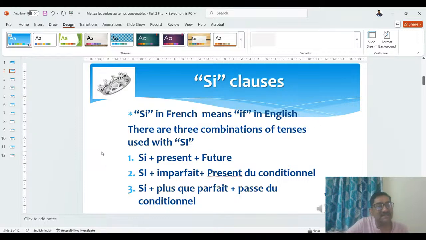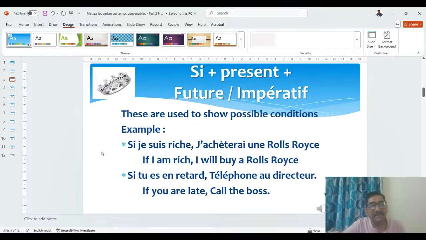Okay, so let's see all the three combinations now. First, we will see the first combination si plus present plus future. Sometimes even imperative can come here. Imperative means order. So watch out for that. And in board exam, very often they ask imperative to confuse you. So this is used for possible conditions. That is the first thing you got to know.